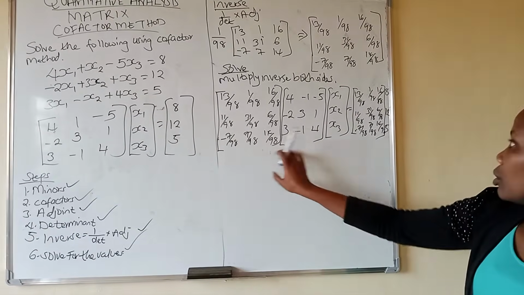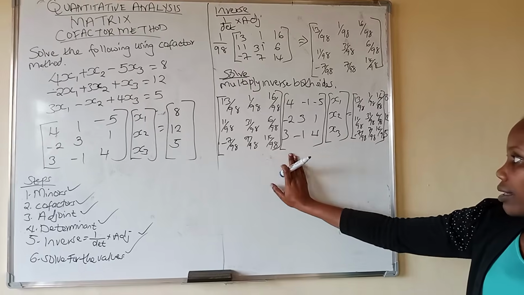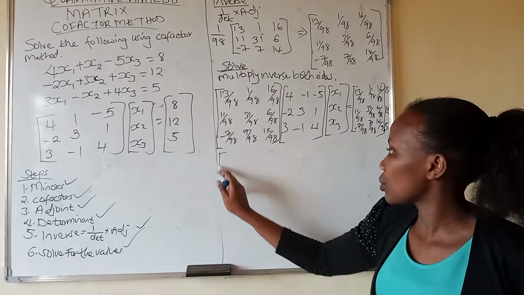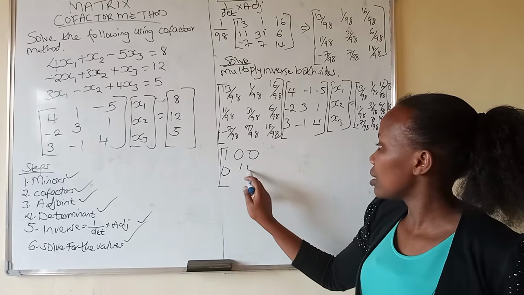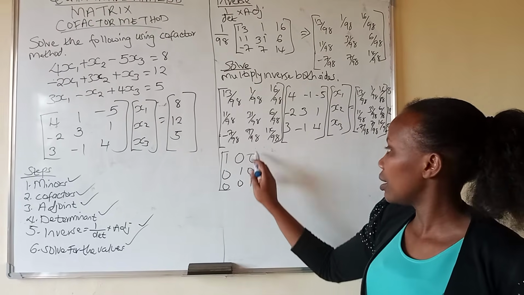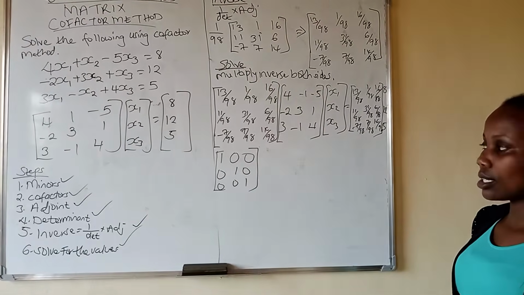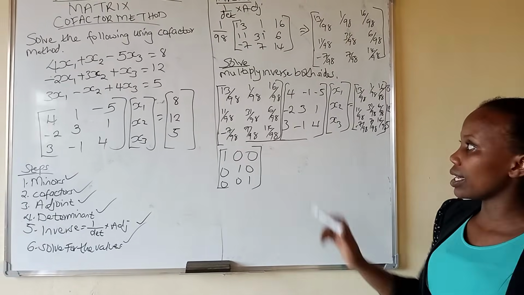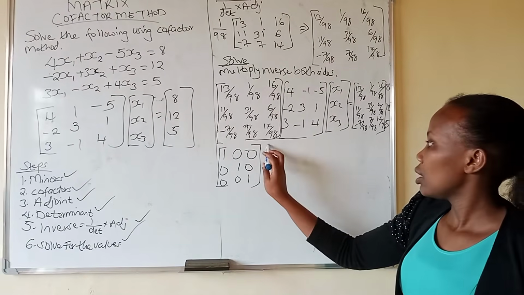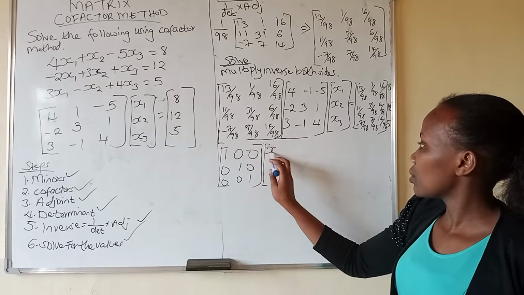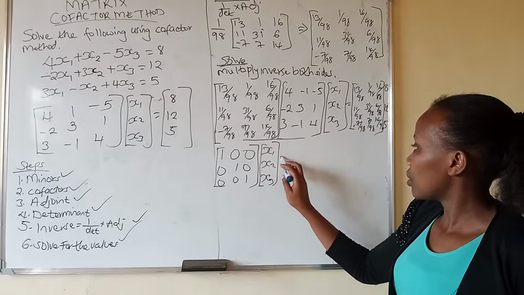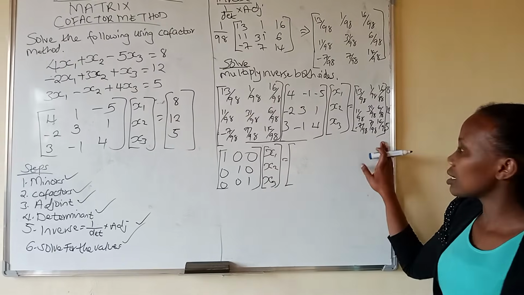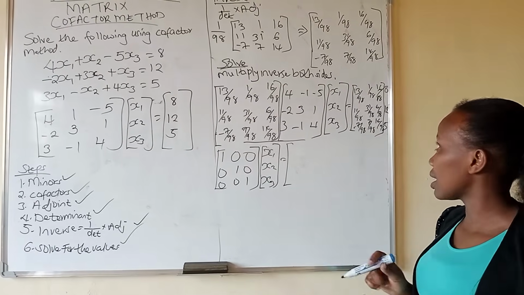So first of all, we can multiply these ones. When you multiply on this side, you are supposed to get 1, 0, 0, 0, 1, 0, 0, 0, 1. That's always the case: when you multiply, you get an identity matrix. So you are going to be left with x1, x2, x3 equals, now the main focus is to multiply on the right hand side.